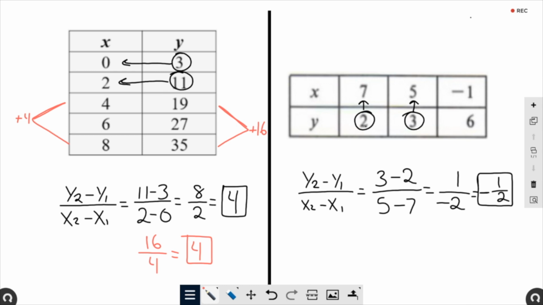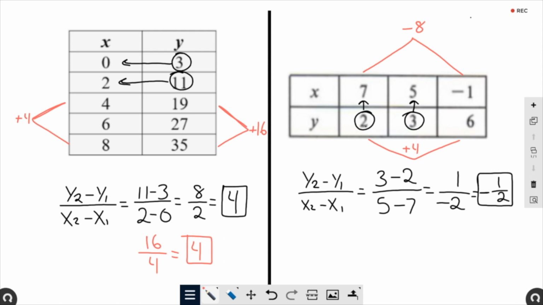Let's say I wanted to do the same thing for the horizontal. My change in y, let's go from 2 to 6. My change in y would be a positive 4. And now if I chose 2 to 6, I have to go from 7 to negative 1. My change in x would be a negative 8.